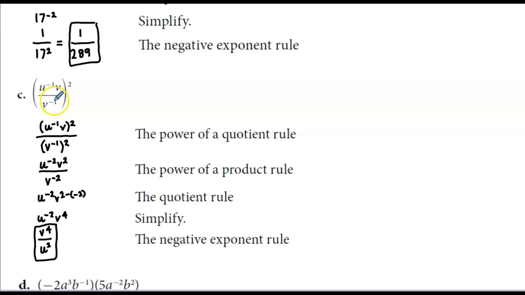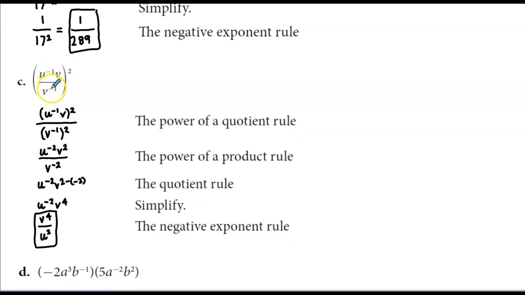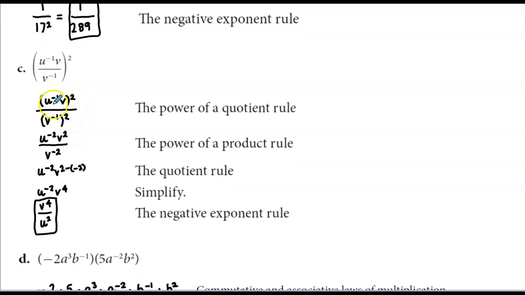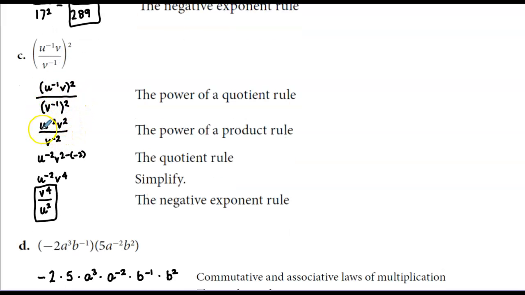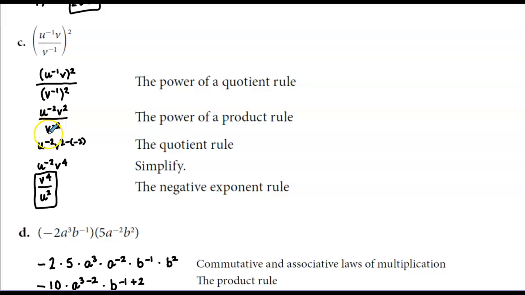In part C, inside the parentheses is the base. We have u to the negative 1v over v to the negative 1 squared. So in the numerator, we have u to the negative 1v to the second power. In the denominator, we have v to the negative 1 to the second power. And then we're going to distribute that 2 to the exponents. So we end up with u to the negative 2 times v to the squared, positive 2, divided by v to the negative 2.